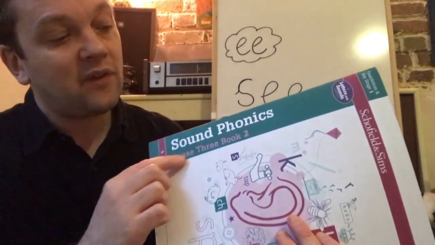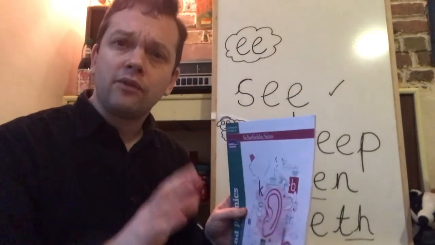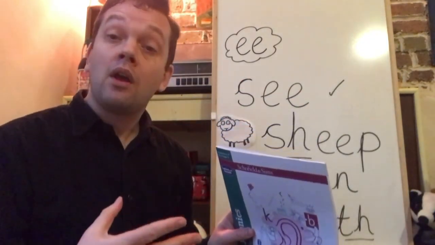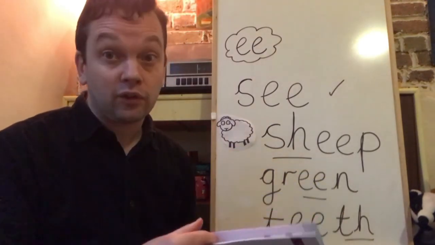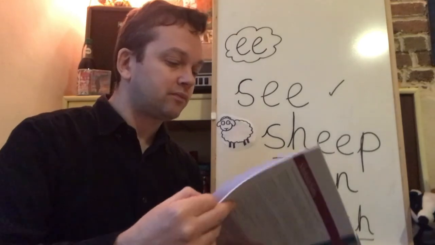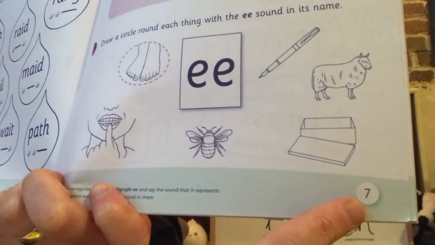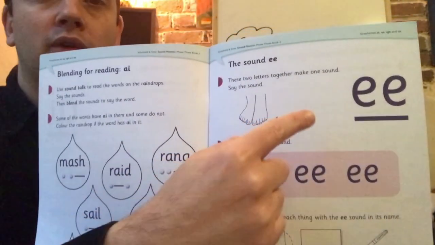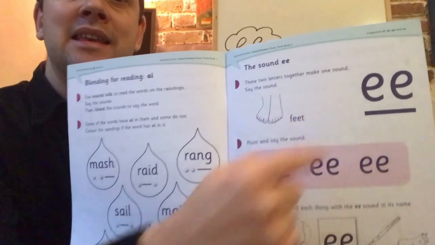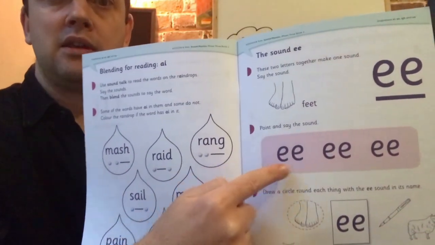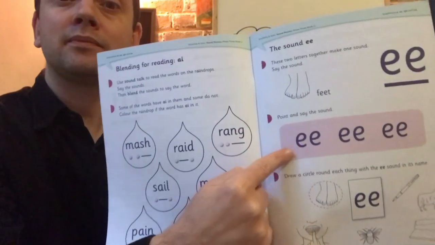When you've done that, I'd like you to get your new Sound Phonics book. This is Phase 3, Book 2. So we've finished with Book 1 now. And even though there are some gaps in that book, you can finish that off in your own time, perhaps in the half-term holidays. Turn to page number 7. So we've got the E sound here. Let's say it together. E. E. Your turn to say it.